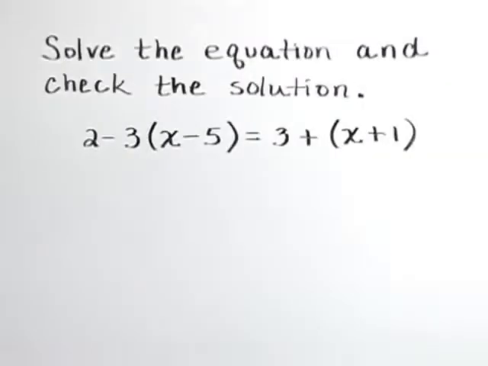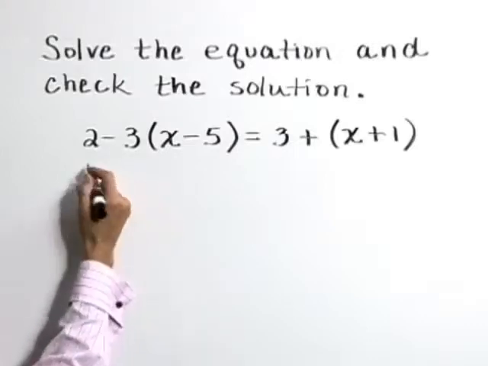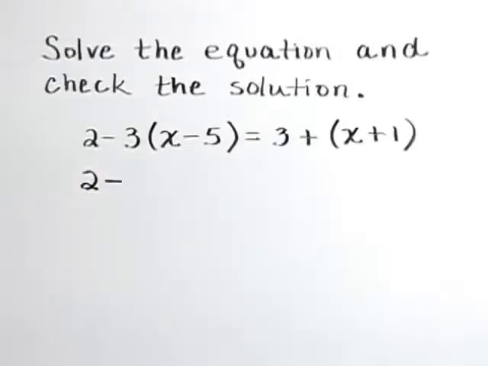Solve the equation and check the solution. 2 minus 3 times the quantity x minus 5 is equal to 3 plus the quantity x plus 1. Let's begin by simplifying both sides using our distributive property.